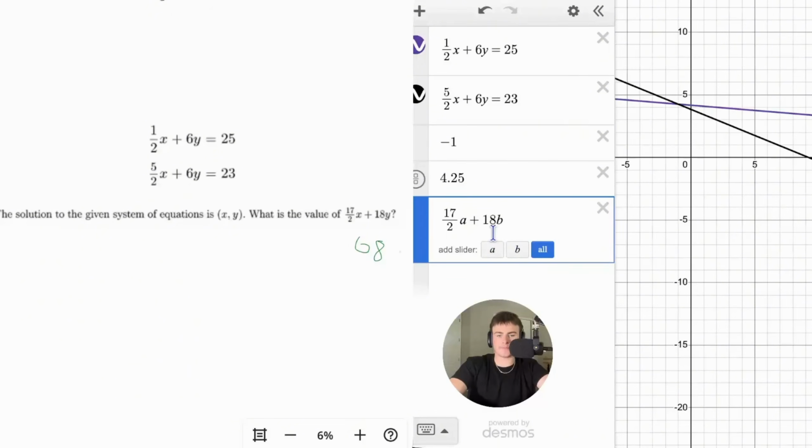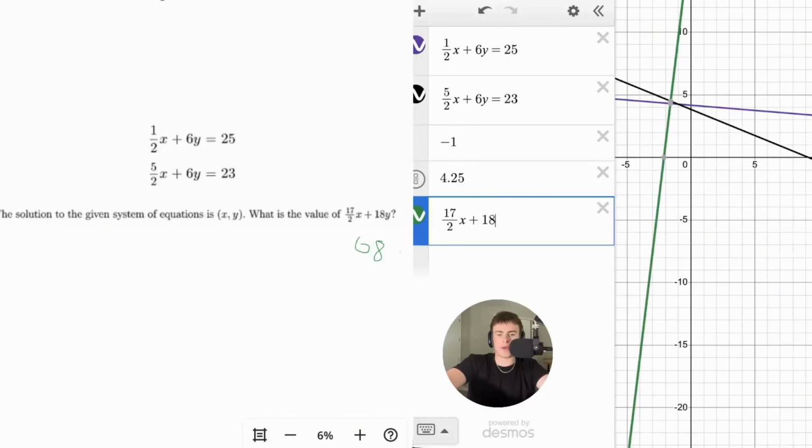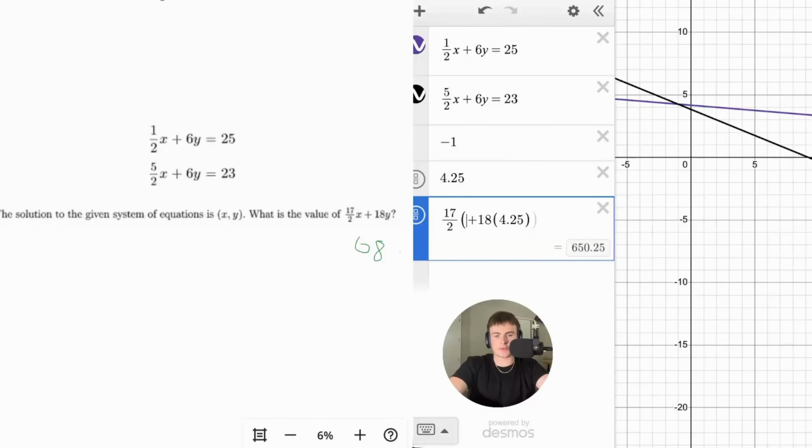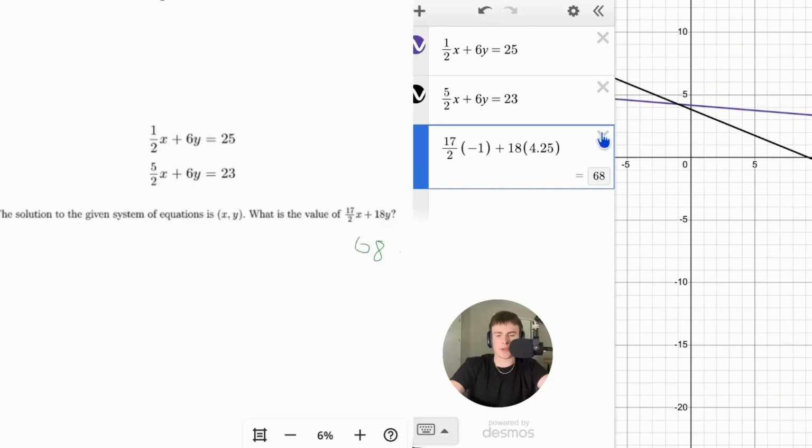Now you could also just do this. Let me rewind here. X, y, replace y manually with 4.25. And then x is -1. So let's do this. And then you get 68. So same exact process. You're just plugging it in, finding the intersection point, and then doing whatever they say.